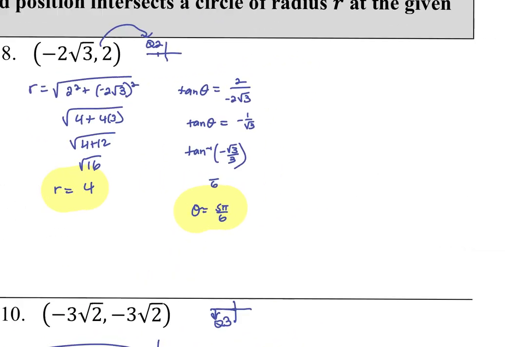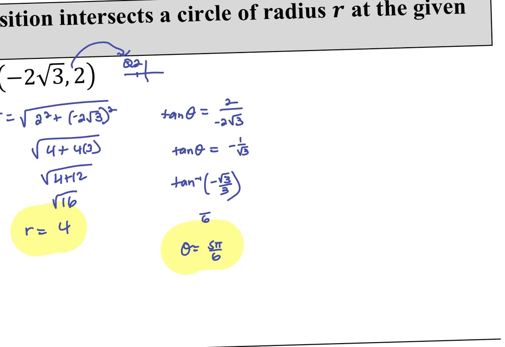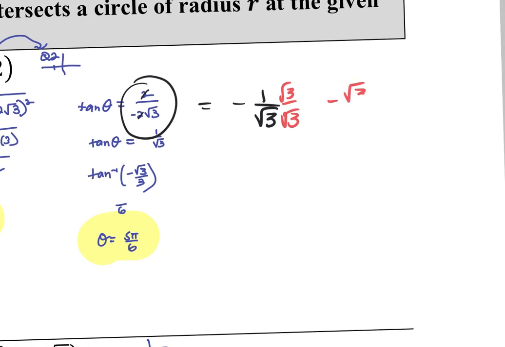So for number 8, you would do tan is y over x, right? So I get 2 over negative 2 root 3. The 2's cancel, and I end up with negative 1 over root 3. And we would rationalize that because that's how we learned it for tangents. It would be negative root 3 over 3. So the root 3's over 3's are the over 6's. It's negative because this is tangent.